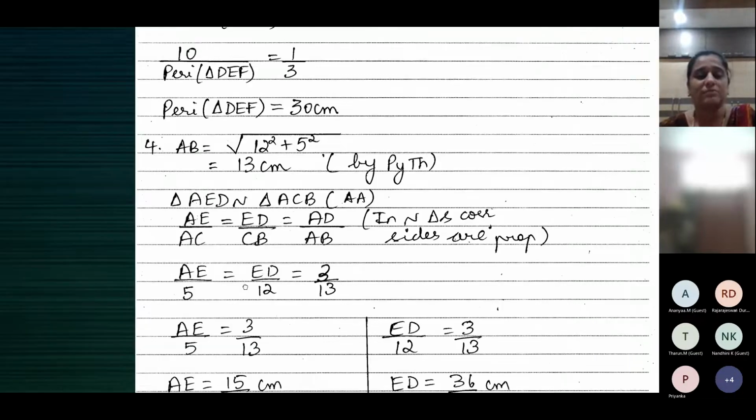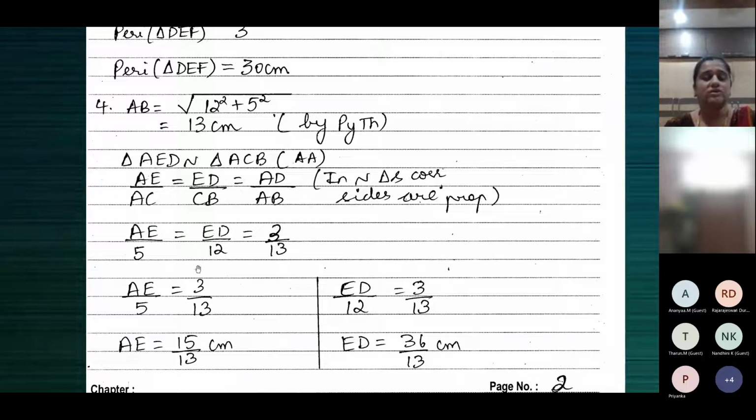So now you can cross multiply. You can take up the first ratio with 3 by 13, take up the second ratio with 3 by 13. That is equating the first ratio to 3 by 13 and the second ratio to 3 by 13. You will be able to find the values of AE and ED.